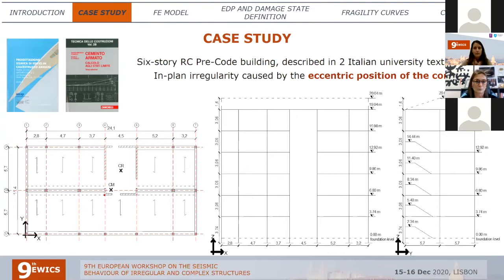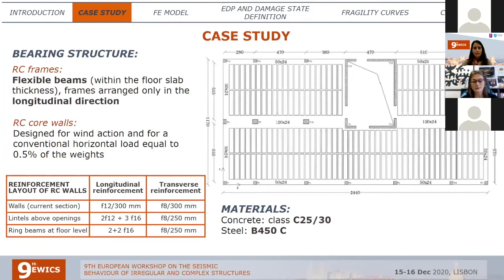And the reinforcement of the 200 millimeter thick walls forming the core is dimensioned with reference to induction and to a conventional horizontal load equal to 0.5% of the weights. Both interstory floors and the roof floors are realized with parallel reinforced concrete joists and interposed hollow clay blocks with a topping slab 4 centimeters thick.